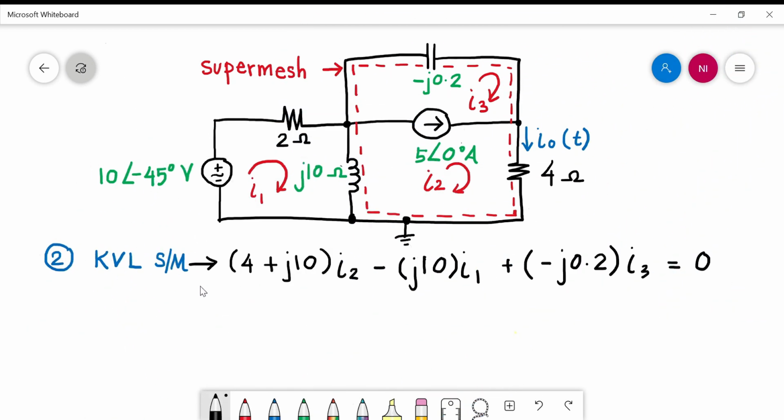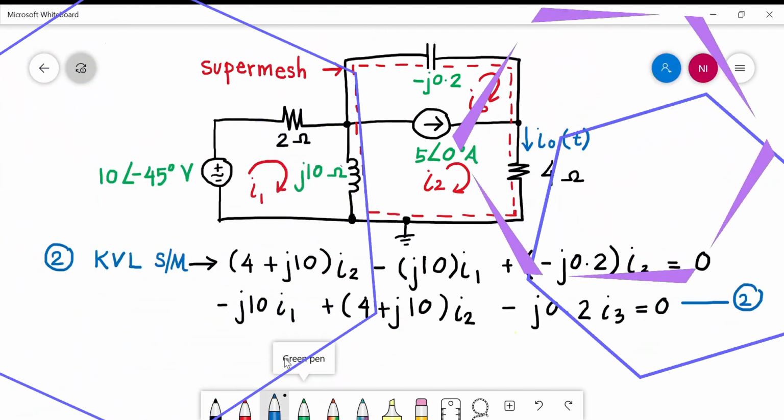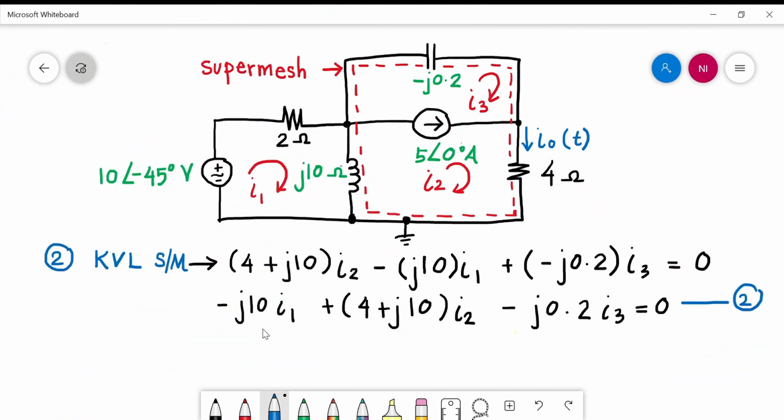Okay, for KVL of the supermesh, sum up all elements in loops I2 and I3. So here we get (4 + j10) I2, minus j10 I1 because I1 is in the opposite direction of I2, and then plus negative j0.2 I3 equals 0. You can arrange this equation by I1, I2 and I3 and name it equation 2.